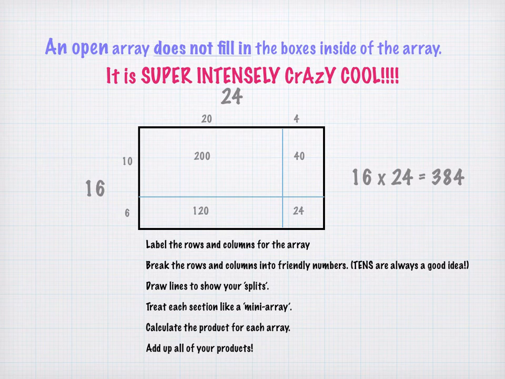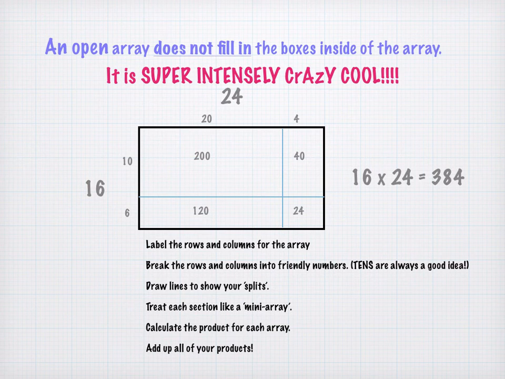Here we go. An open array does not fill in the boxes inside of the array. We just look at really the blank space and the value committed to each. So I take my array of 16 times 24 and I basically make some mini arrays inside. I make more friendly chunks to be able to multiply. So here's the step-by-step process. Number 1, label the rows and columns for the array.